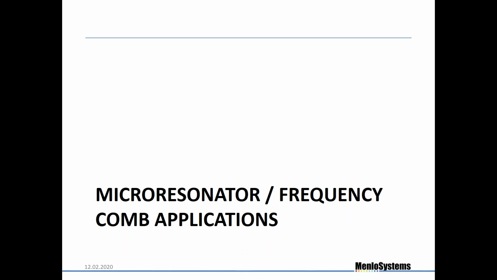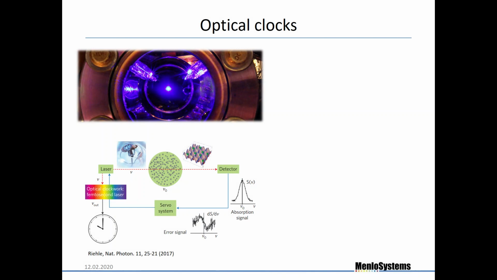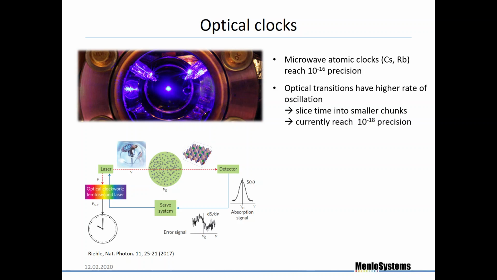Okay, I would like to talk about a few frequency comb applications. And one of them is the optical atomic clock. Here you stabilize a laser to an optical atomic transition, and then you use a frequency comb to convert this optical signal to an electronic signal. Traditional microwave clocks, such as cesium and rubidium clocks, reach 10 to the minus 16 fractional uncertainty, which is pretty good, but optical transitions are better because they oscillate at a higher rate. And so they slice time into smaller chunks, which makes it more precise. And with that, you can reach 10 to the minus 18 precision. And this is an absolutely overwhelming precision.